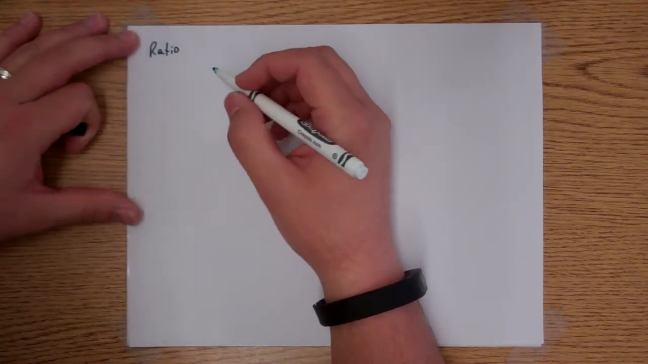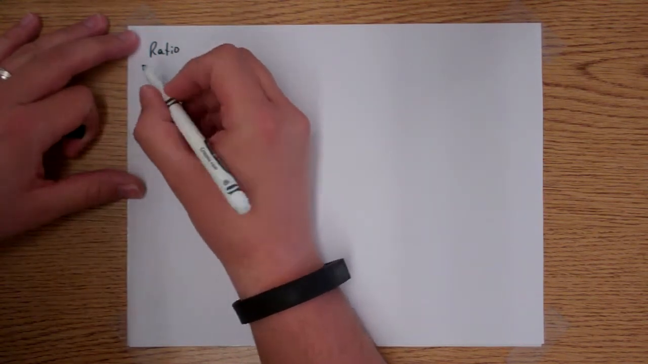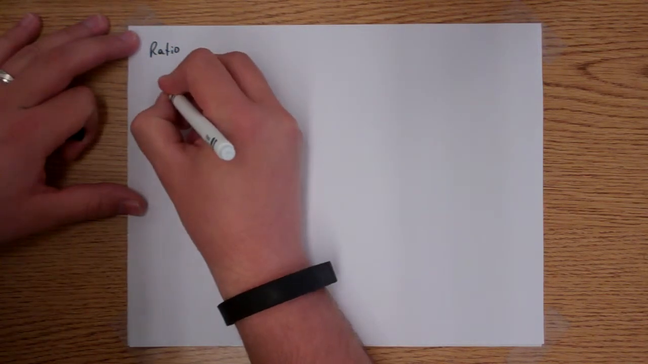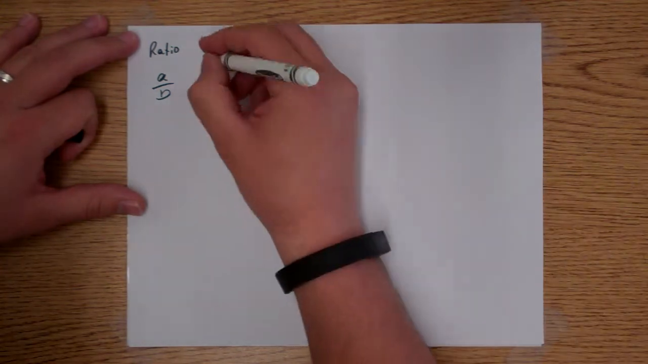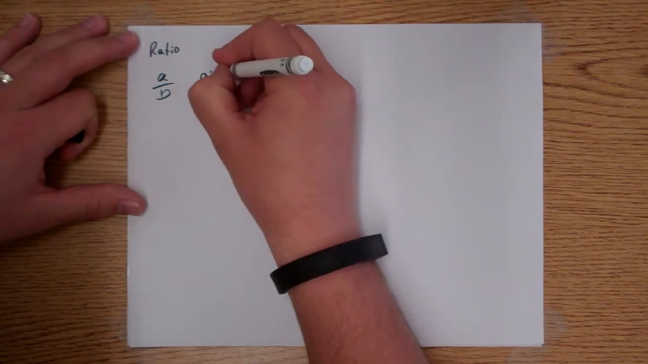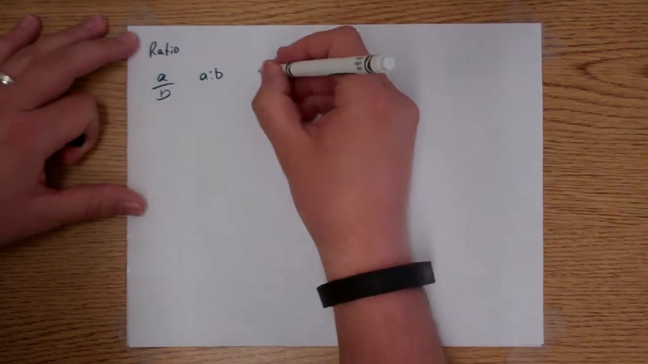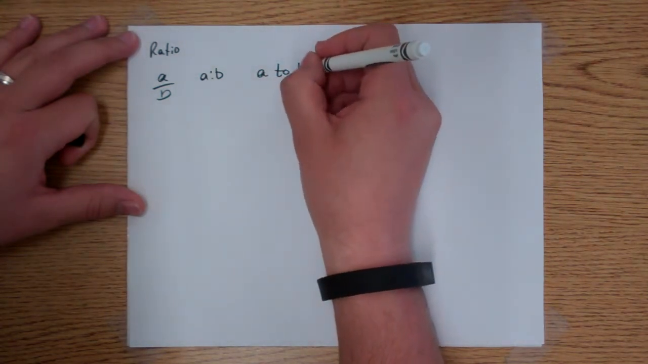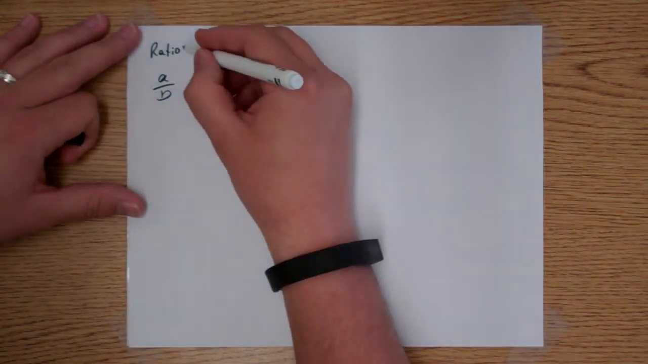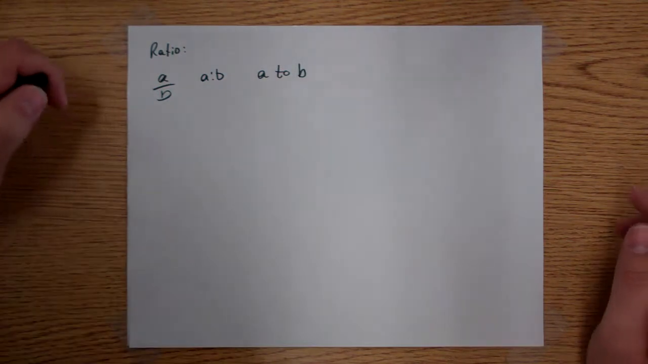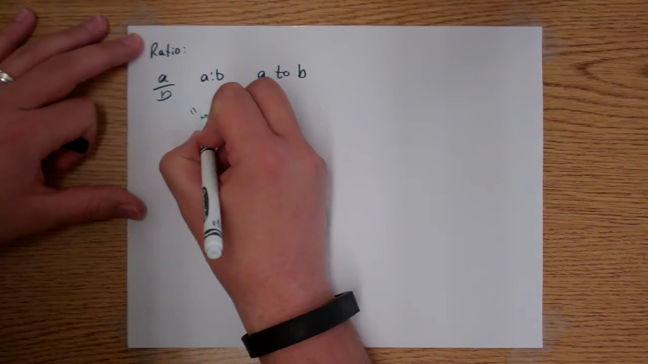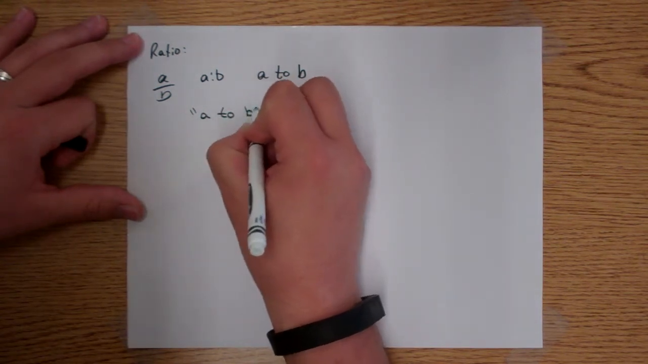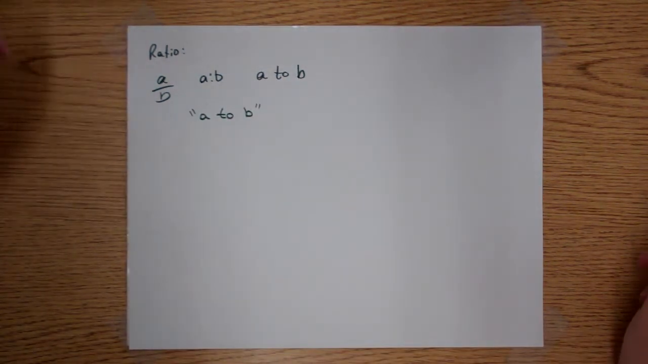Okay? So, for instance, ratios can be written three different ways. You can write it A over B. You can write A colon B that way, or you can write A to B. All right, so there's three ways to write ratios, but they're all pronounced the same. All of these are pronounced as A to B. Okay, A to B.